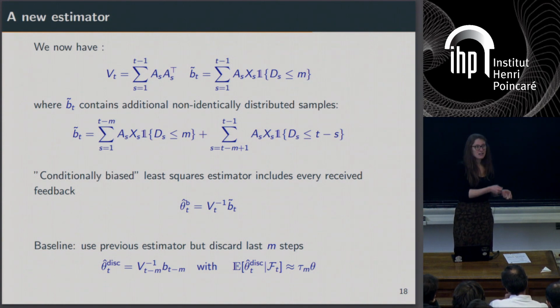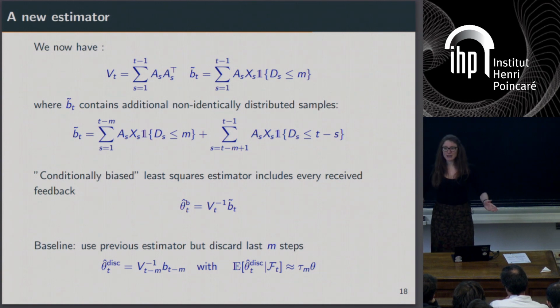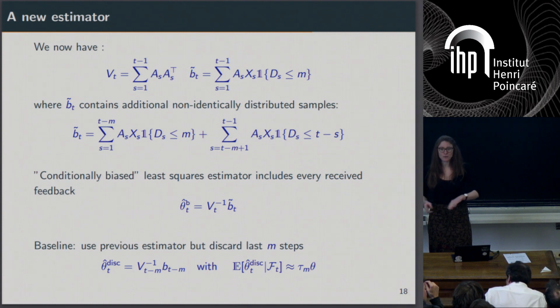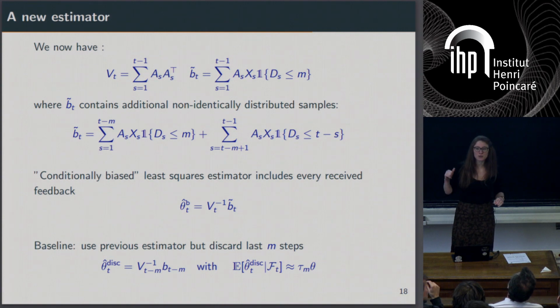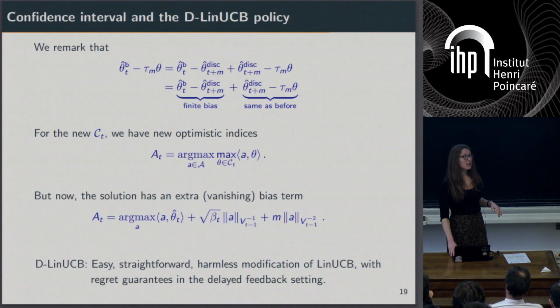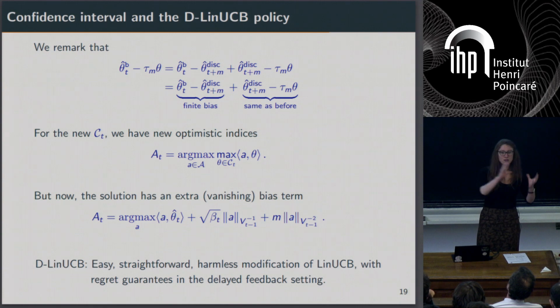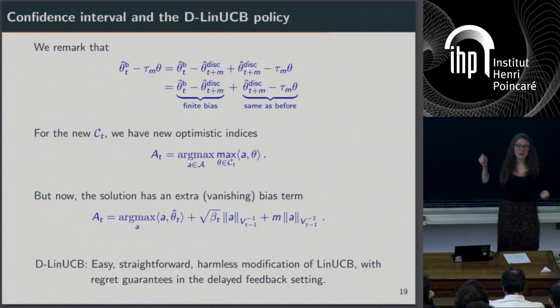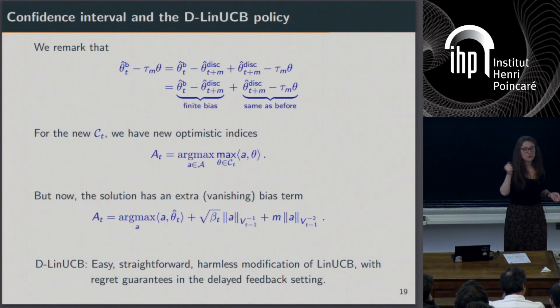Your baseline is: I make an action, I wait for m time steps, and I include these observations that are in the buffer, whether there is a click or not a click, a long time after. So that would be the one that I call theta disc, for theta discard, which discards the last m time steps. That would be my baseline. And I'm going to compare my estimator theta b to the estimator of this baseline.